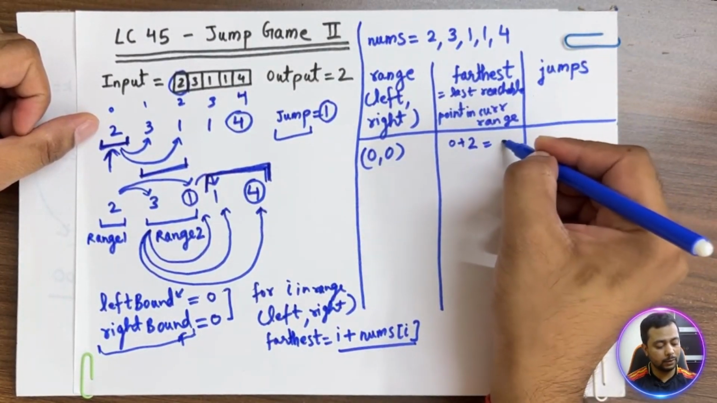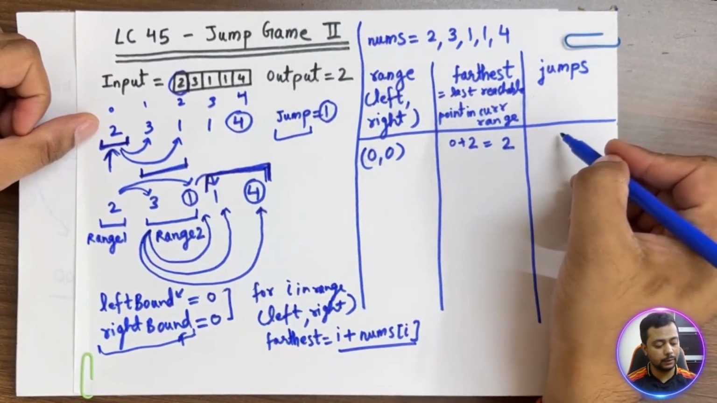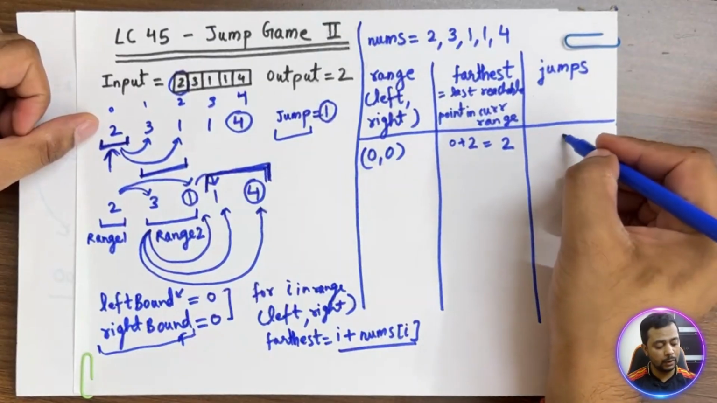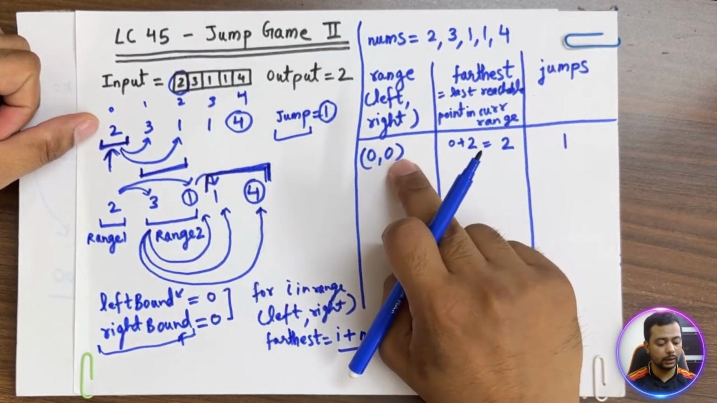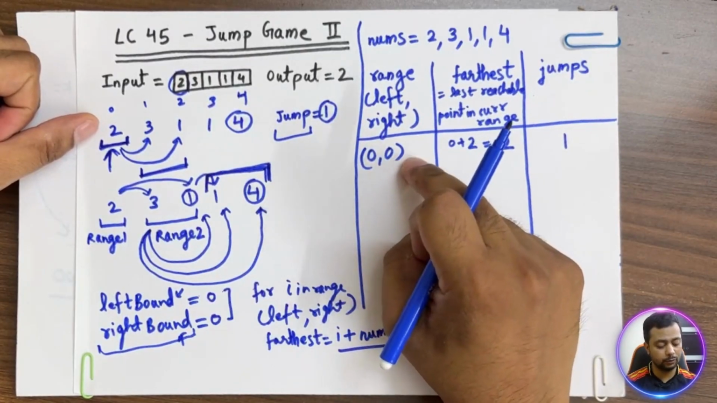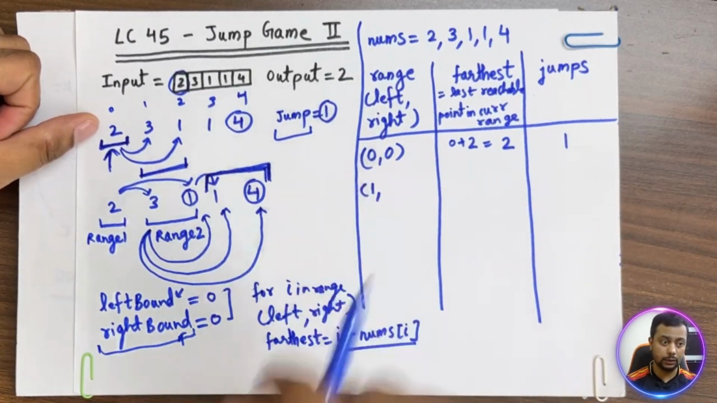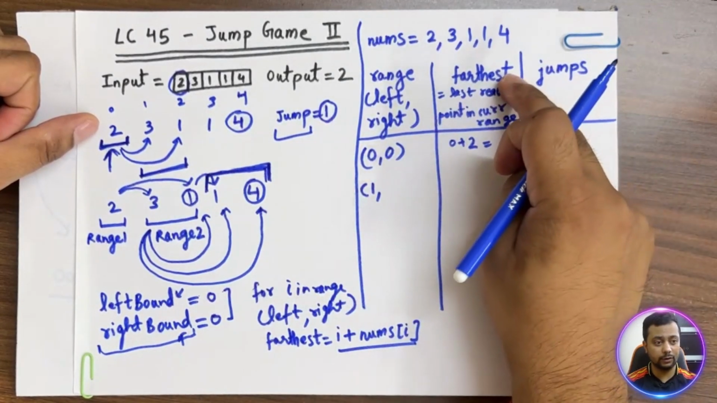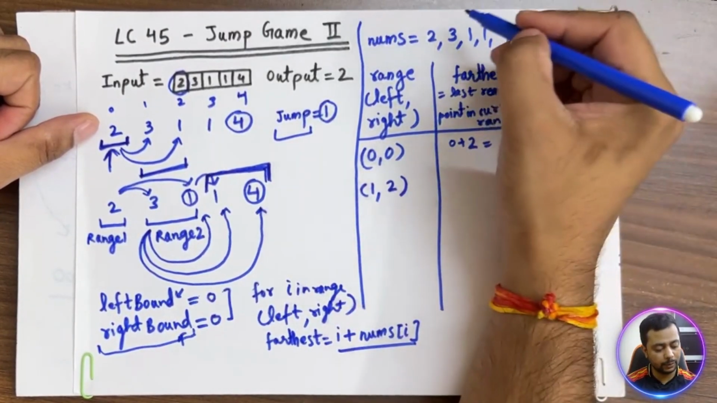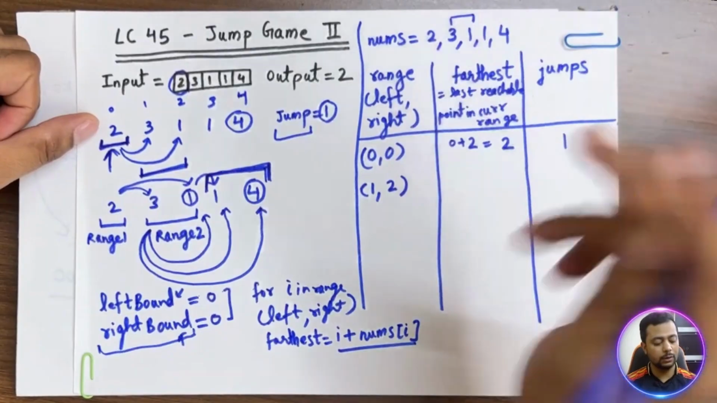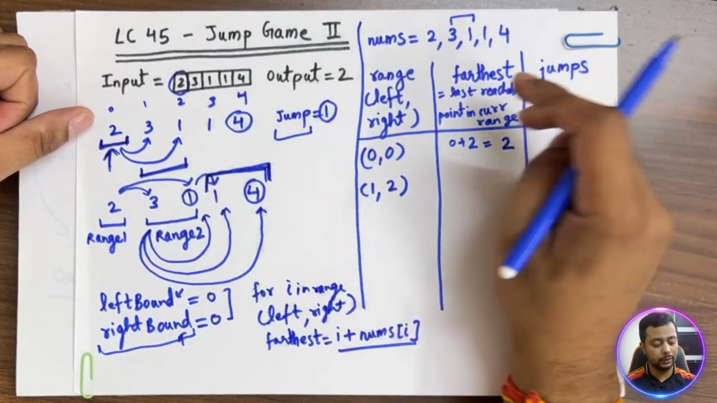So farthest becomes 2. And I have obviously now taken one jump up until this point to reach the next range. And now the next range becomes, the starting point will be the ending point of the previous range plus 1. So the starting point becomes 1, and the right bound becomes the farthest reachable point, which is 2. So now we are operating upon this particular range. Okay, now again let's try to update farthest. Let's try to calculate the farthest position.